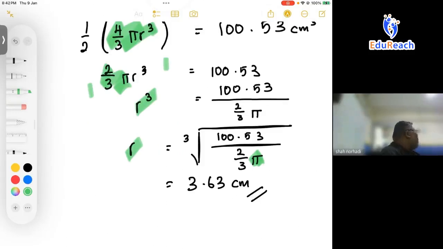So you must know what a hemisphere is. Hemisphere is half a sphere. There's no such thing called a semi-sphere. Hemisphere. Okay. And then they call it a half of a cone. It's not a cone. It's called a frustum.